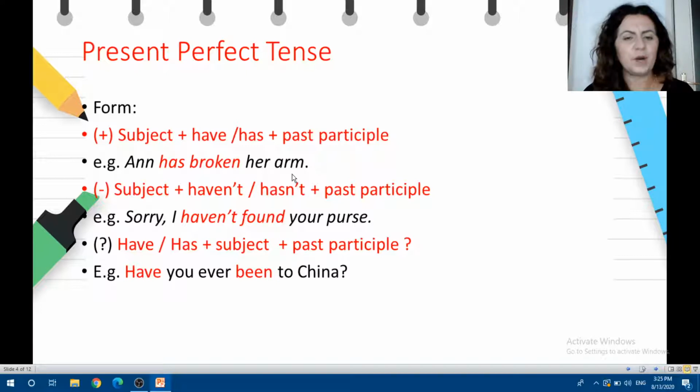For the negative form, we just add not to have or has. And we've got subject plus haven't or hasn't, and then follows the past participle of the verb. Like in this example, sorry, I haven't found your purse. For the interrogative form of the questions, we need have or has, then follows the subject, and then the past participle. Like in this example, have you ever been to China?